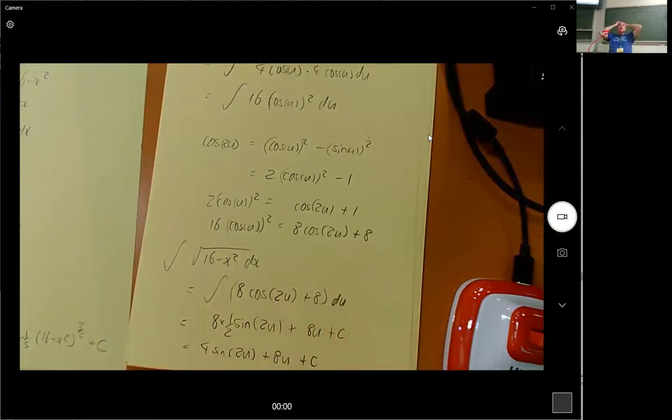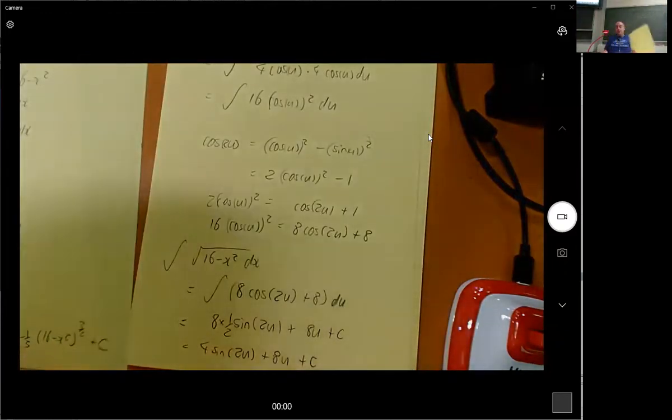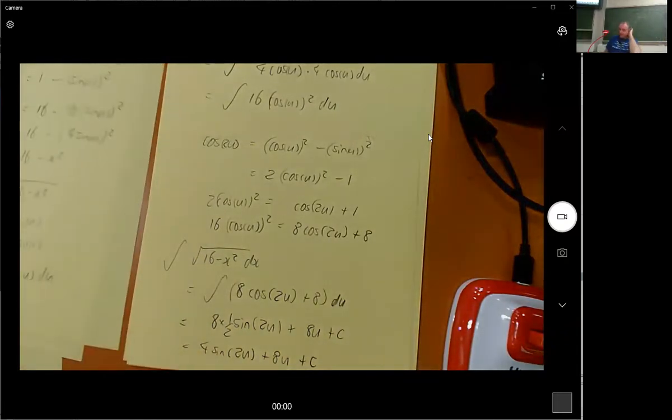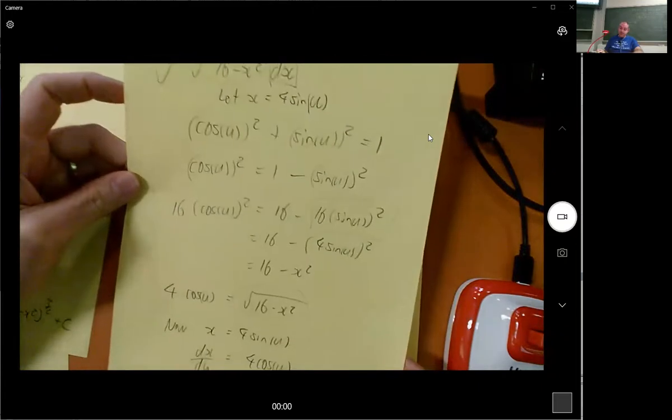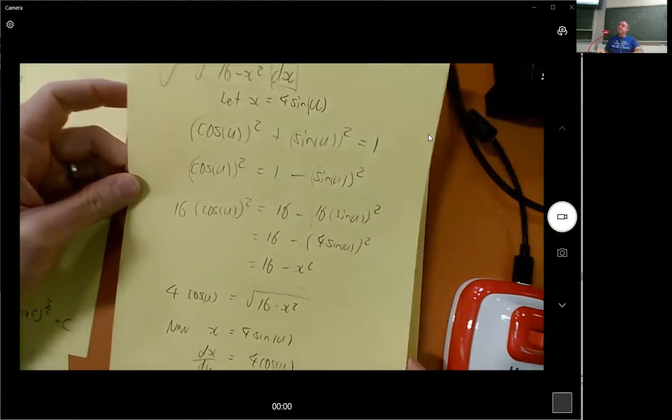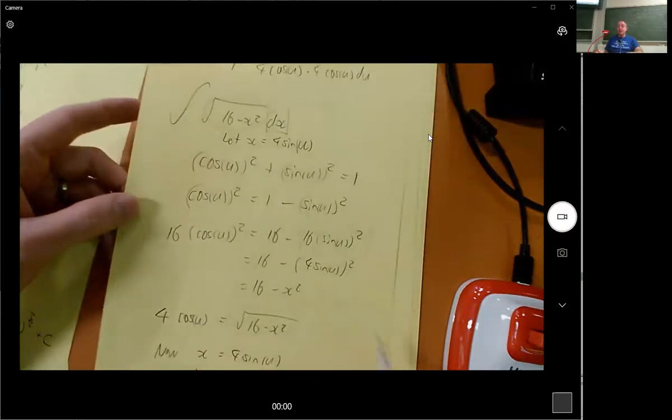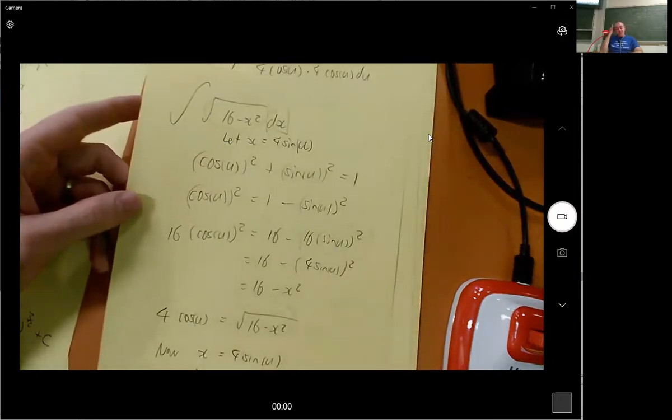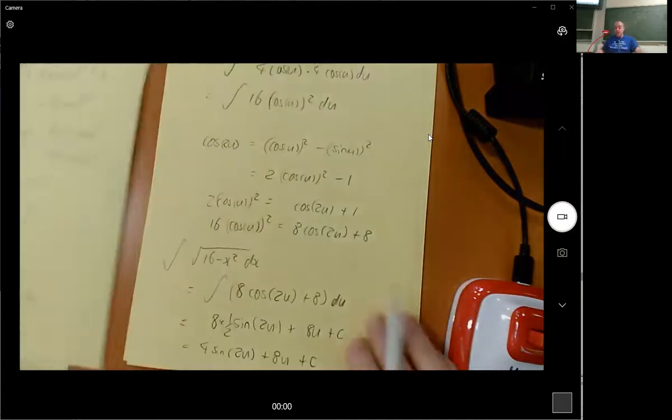But my original function had x's, so I'm going to have to put them back. Oh, crap. So I'm going to go back to where I did the substitution and see if I can find sine 2u and u. Nope, got lots of cos u's. I do, I've got a sine u, but not a sine 2u. I guess if I rearrange that, I can figure out what u is. So that's a good start. So let's start there.